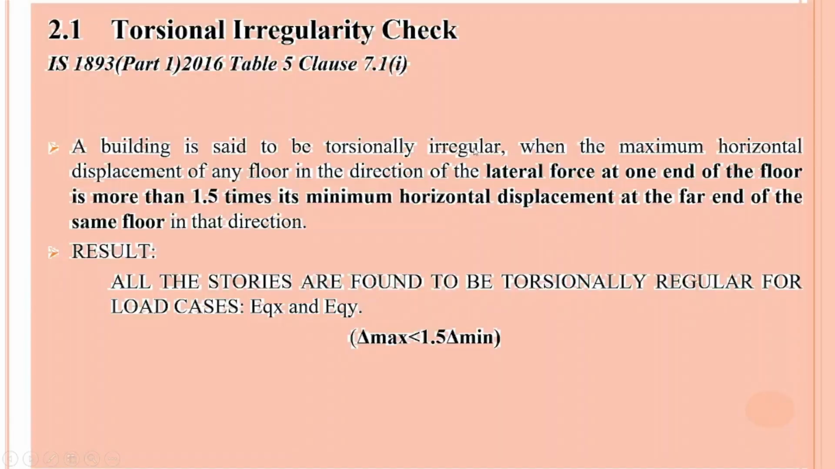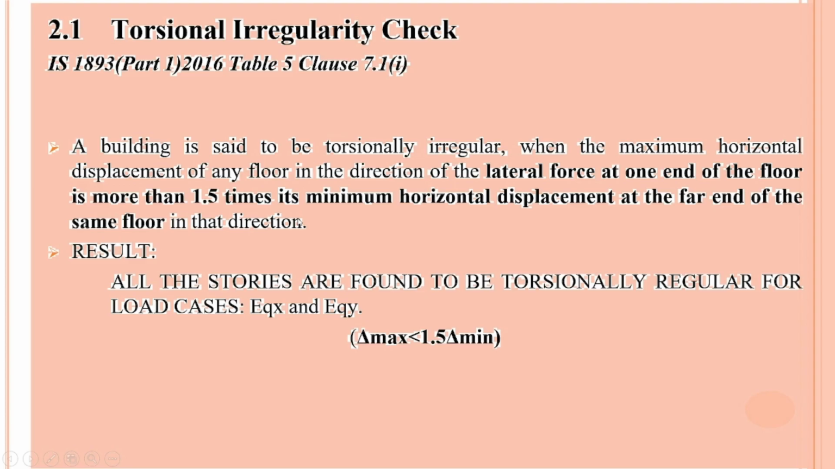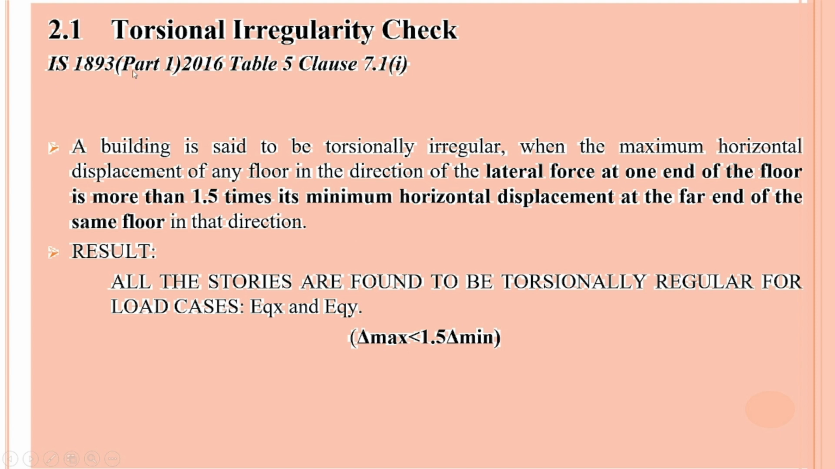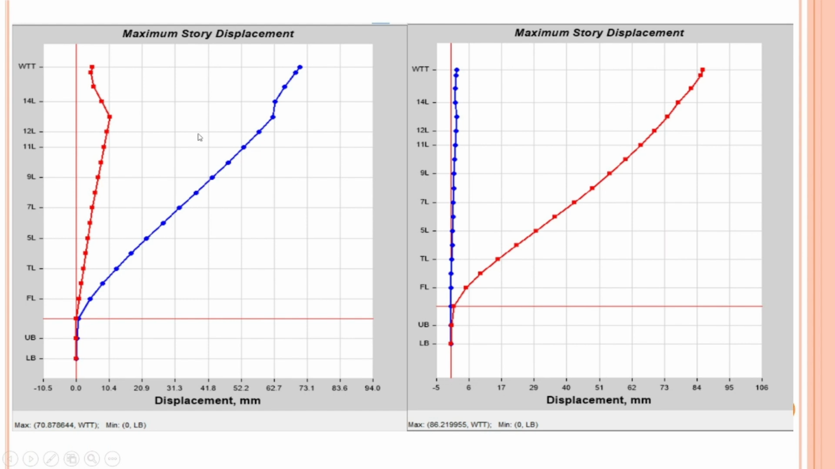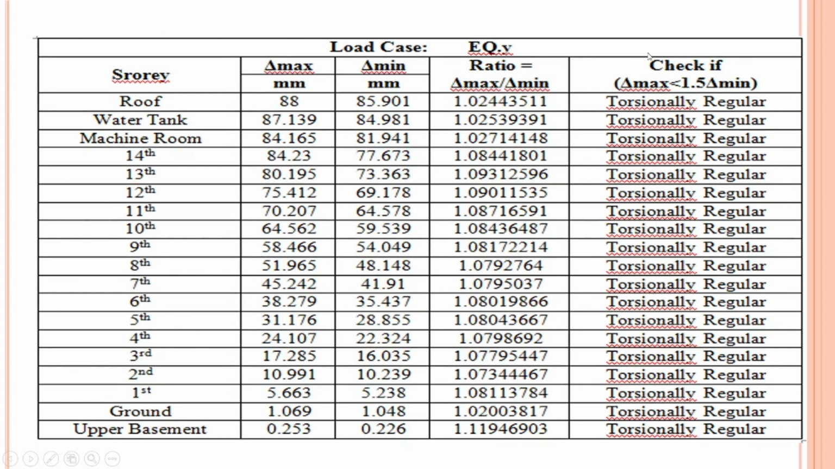You have to show the result, because here you can write torsionally irregular. Here you can write that all floors are torsionally irregular, and you also have to show the results. This is about the result. From there you can take the data like this and check it. Then on the y-axis you can also take the torsional irregularity.